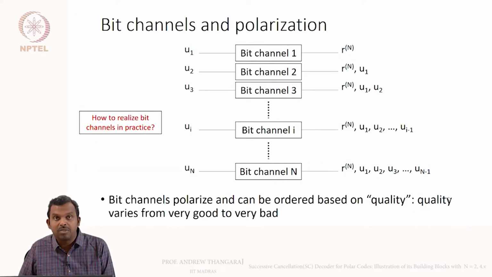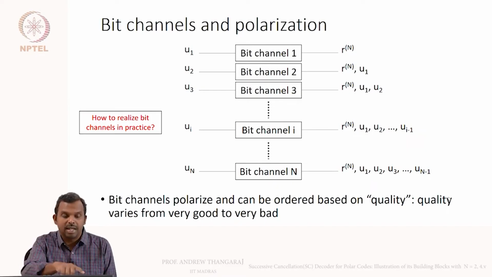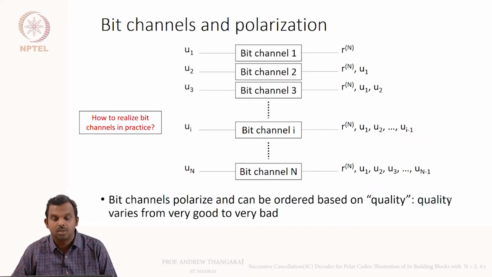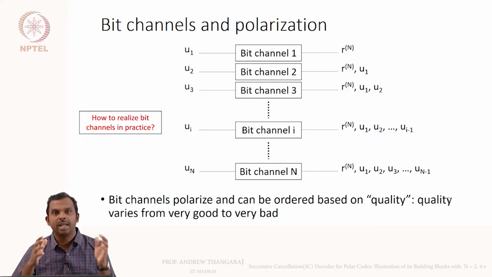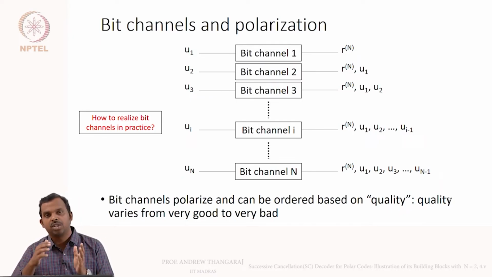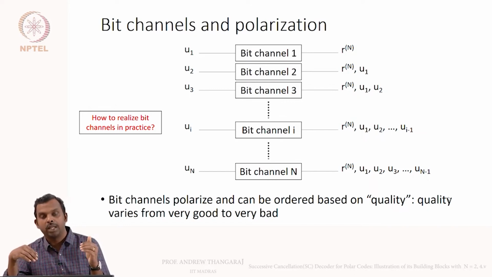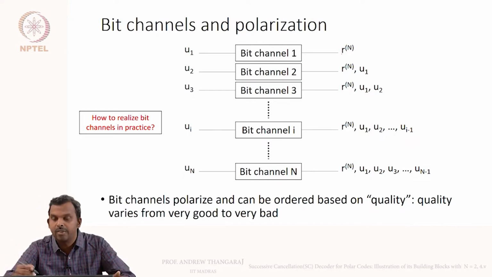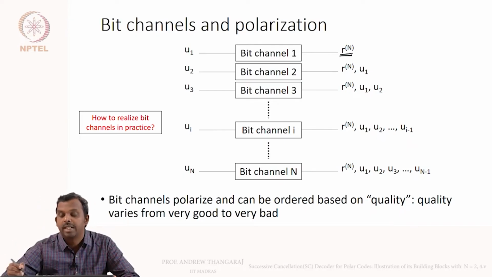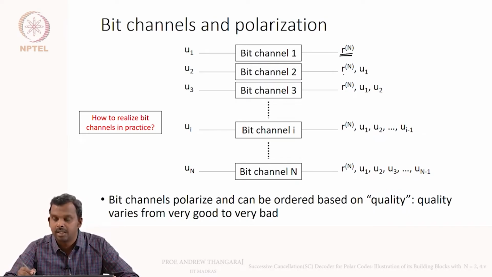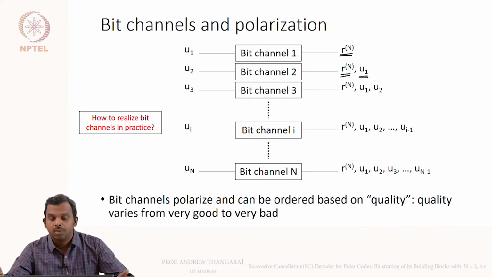Now, this slide is also something we have seen before, except for this red part here which says how to realize bit channels in practice. The basic idea in polarization is when you combine these bits using that kernel Gn and then you transmit, you can split what you have into a set of n bit channels. Each bit going in, each u_i going in, and the output is now different. The first output for u1 is the entire vector Rn. For the second bit channel, it's interesting, you have Rn and then you have u1, which is the previous bit. And for the third bit channel, you have Rn and the two previous bits.